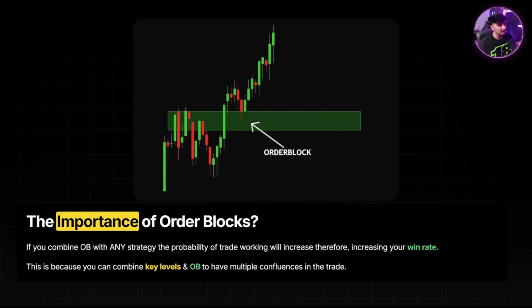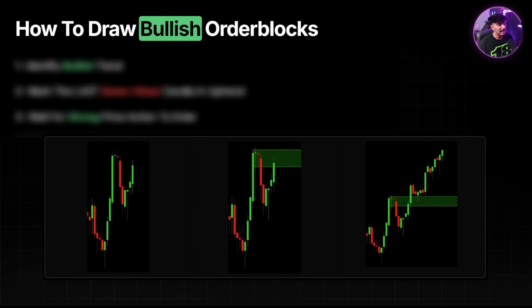So it's important for you to understand that you can add order blocks into your toolbox as a trader to help you get a little bit more confidence and confluence for when you enter a trade. Now, there's two different types of order blocks. There's bullish order blocks and then bearish order blocks. First, we'll talk about how to draw bullish order blocks.